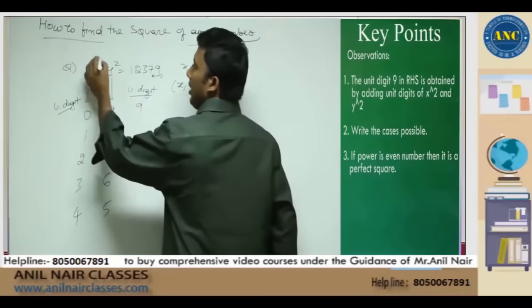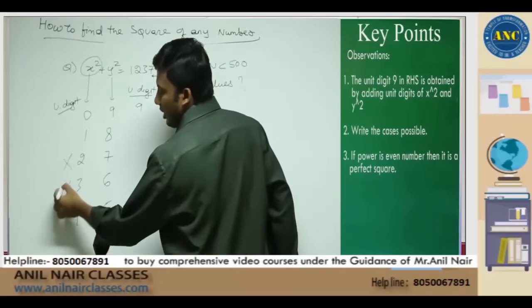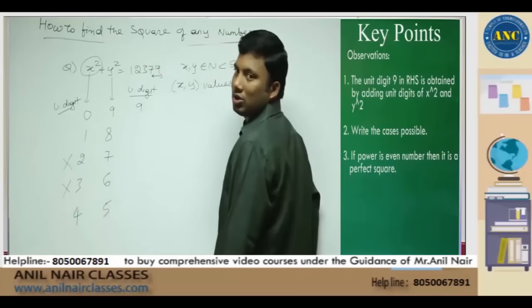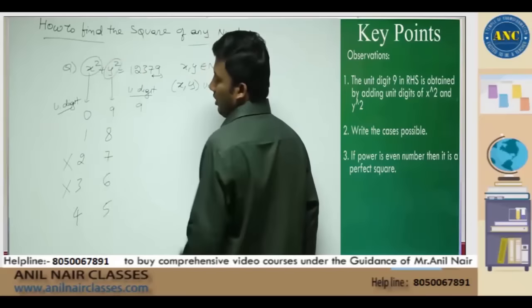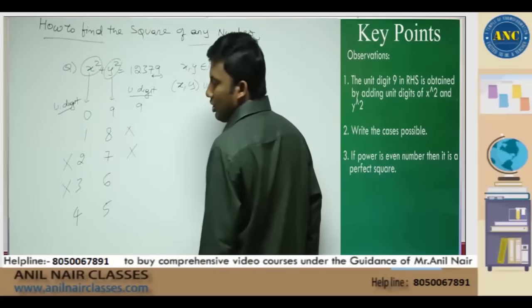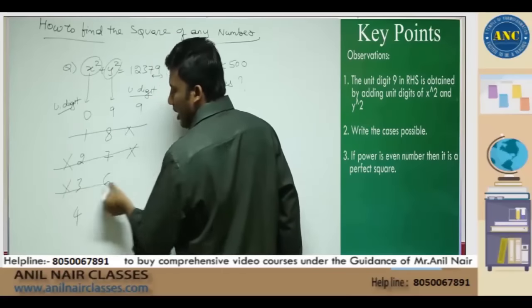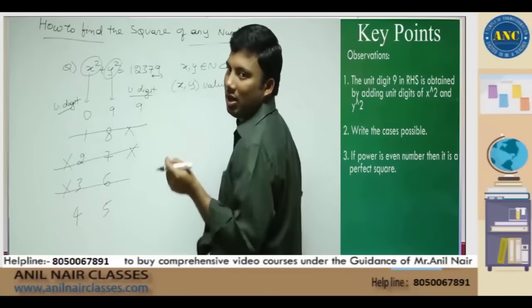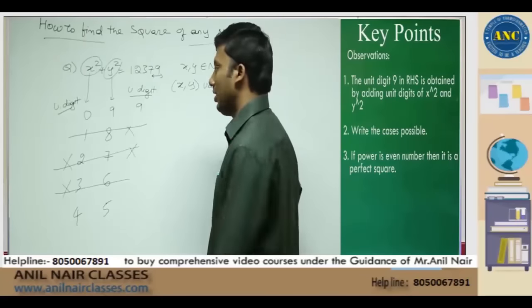Now observe carefully. X square is a perfect square. Does a perfect square end with 2 or 3? No. These cases are eliminated. Y square is also a perfect square. Does a perfect square end with 7 or 8? No. That means we have cancelled these cases because of the logic: a perfect square never ends with 2, 3, 7 or 8.